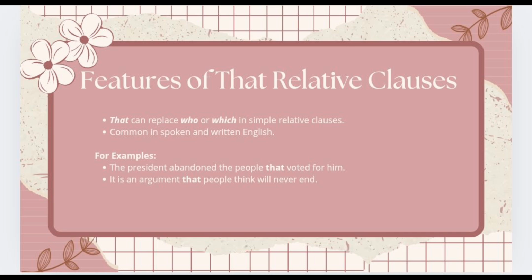So, features of relative clauses. When that is used as a relative pronoun, it can often replace who or which. For example, we can say the president abandoned the people that voted for him instead of who voted for him. Another example is it is an argument that people think will never end. This usage is very common in both formal and informal English. The meaning is almost the same as who or which, but that is often used when we want the sentence to sound simpler and more direct.